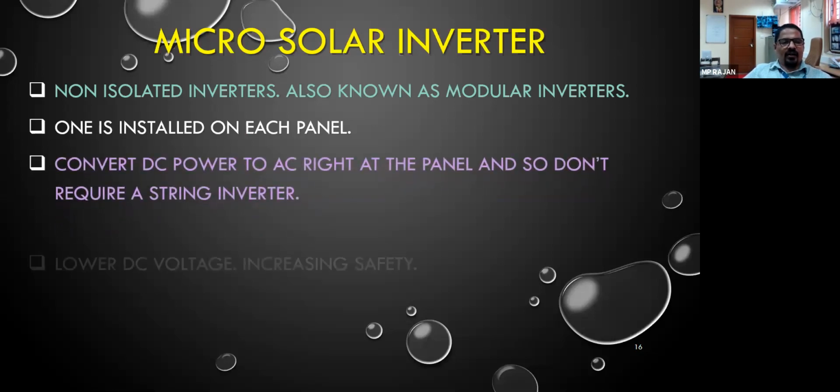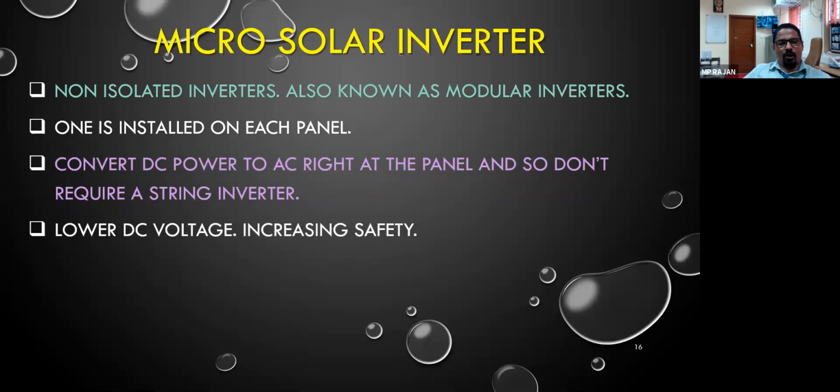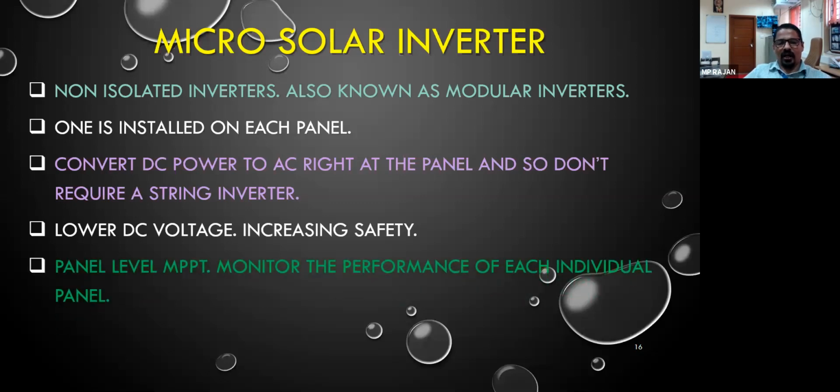Okay. It is a lower DC voltage because it bears only one panel voltage. One panel voltage will be less, so that increases the safety. So you need not handle high DC voltage, as DC voltage is very dangerous. Okay. So MPPT is required in each micro inverter. So each module is monitored by using the MPPT. So it increases the performance of the system.